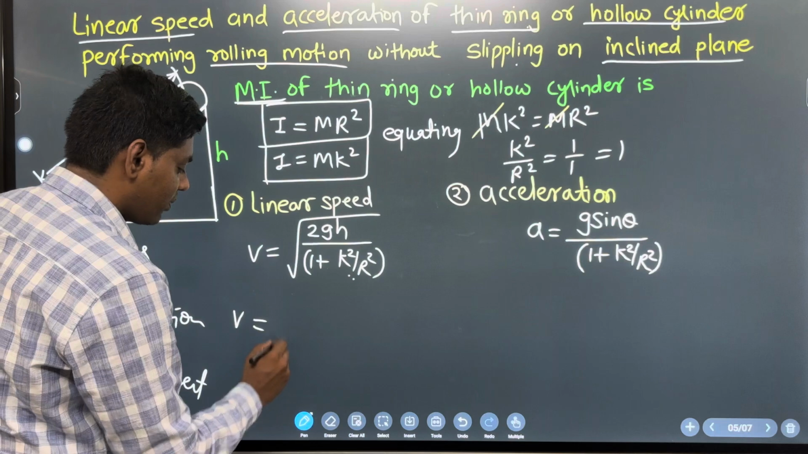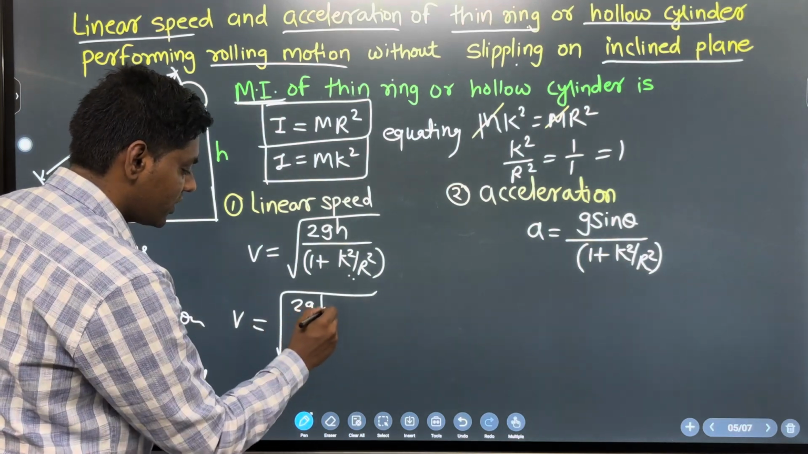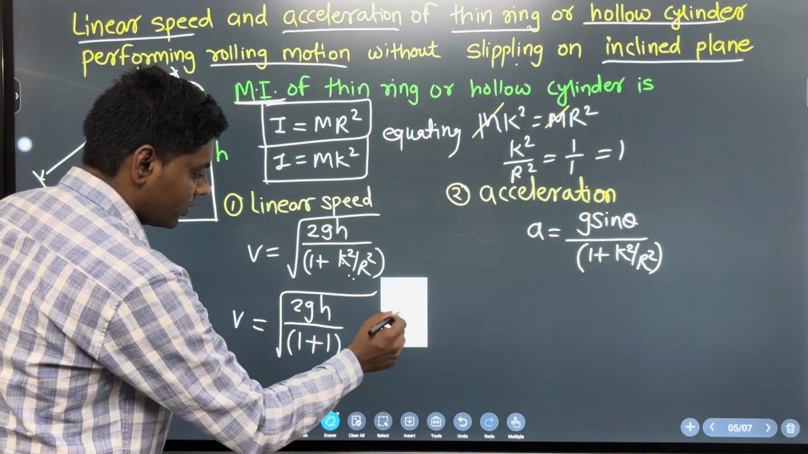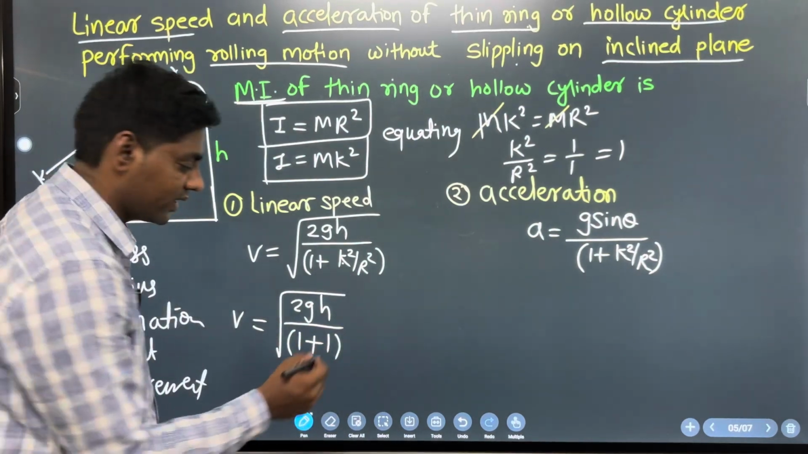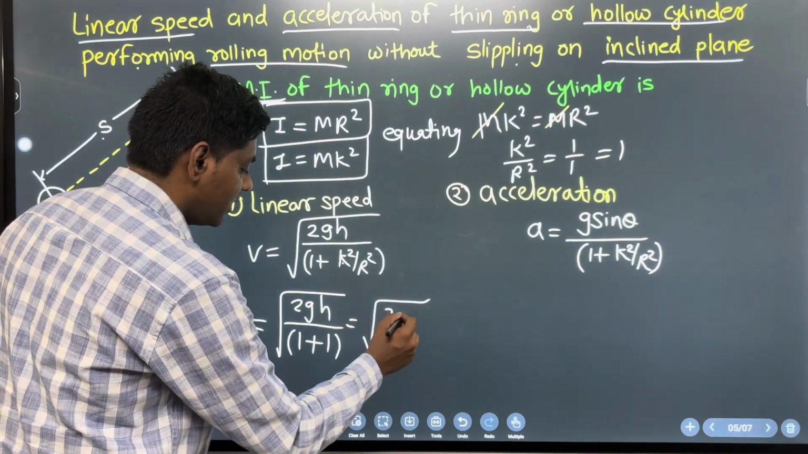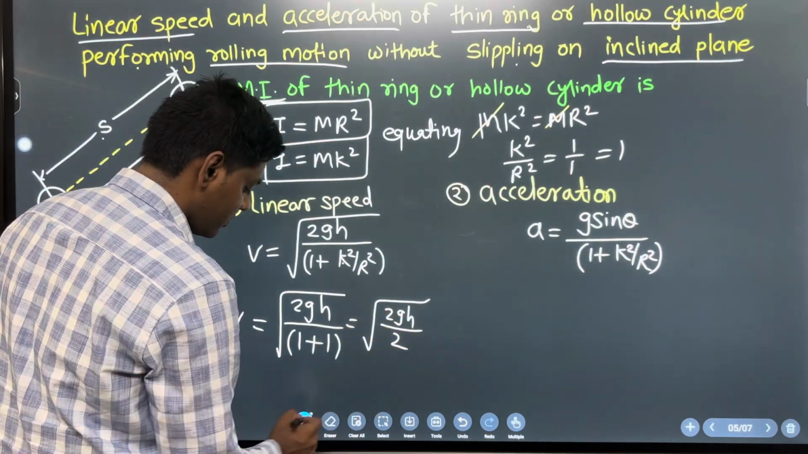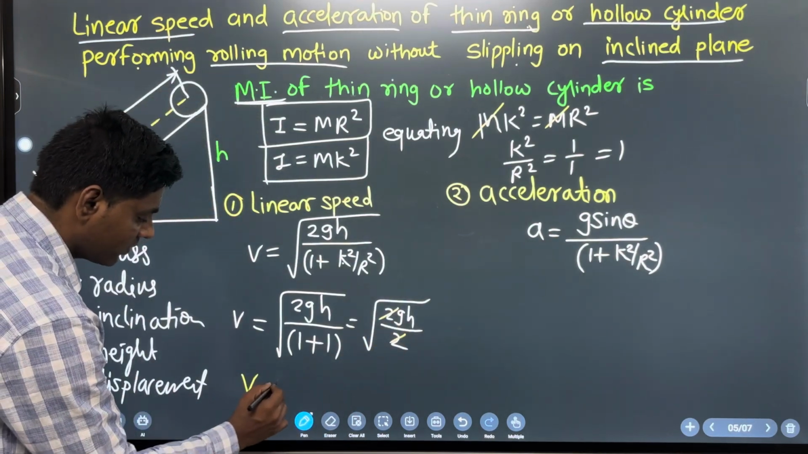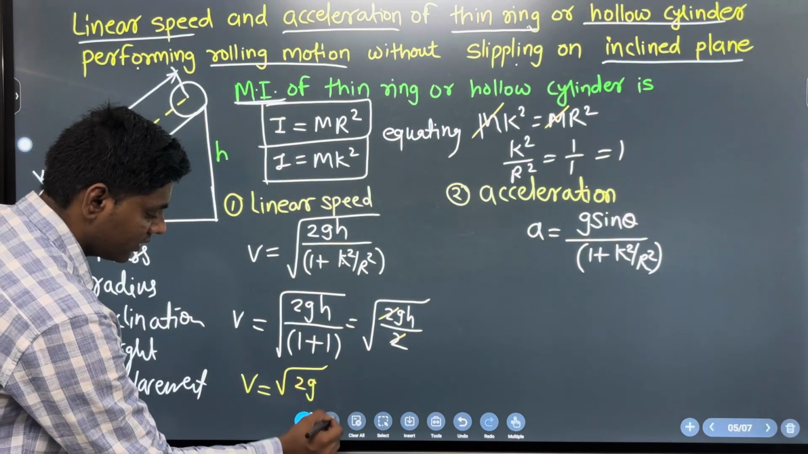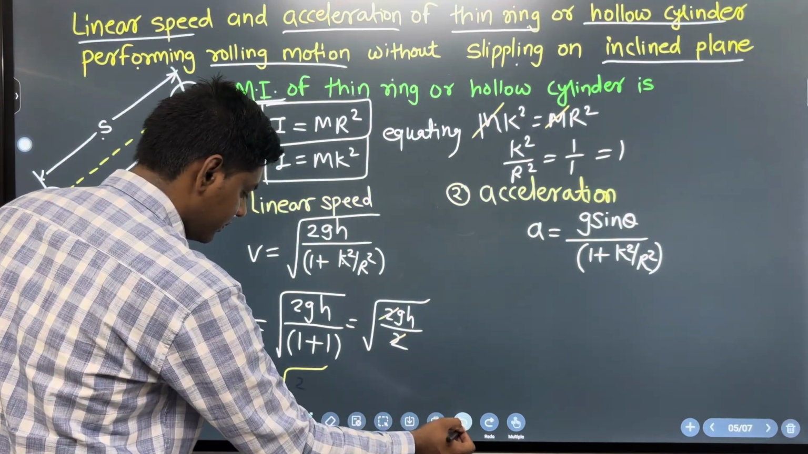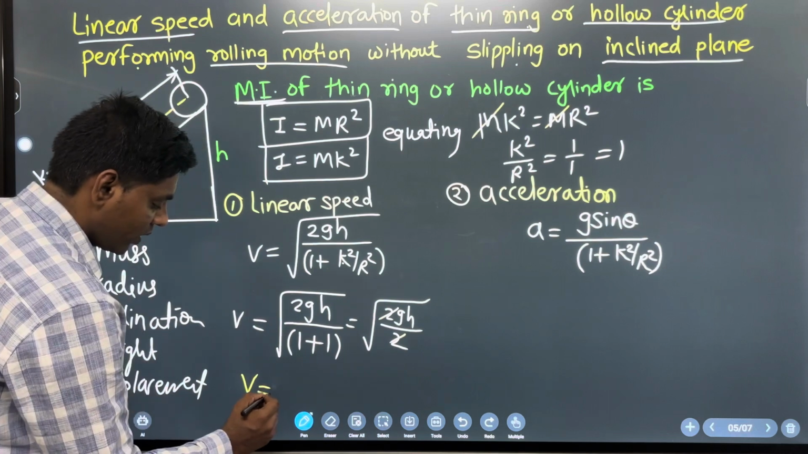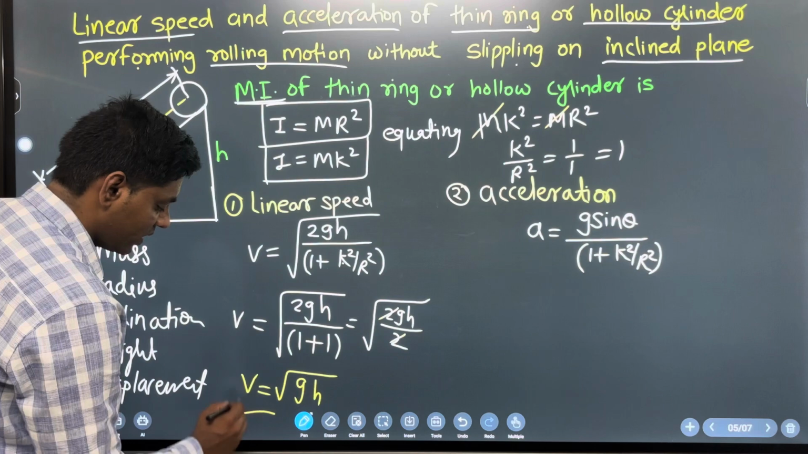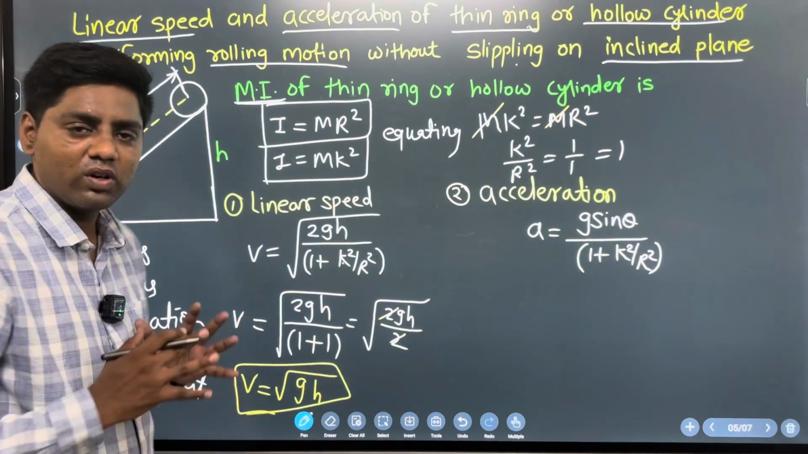Come on, say it quickly, you have to solve it yourself too. 2gh divided by 1 plus k square by r square, where the answer for k square by r square is 1. So 1 plus 1 is 2. So the answer is under root of 2gh divided by 2. So the 2 cancels. So the final answer is velocity equal to under root of gh. This is the most important formula you have to remember.